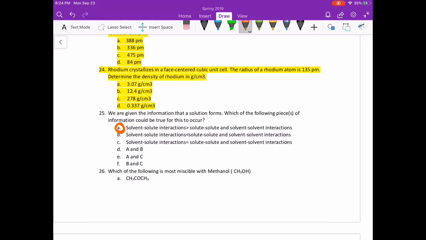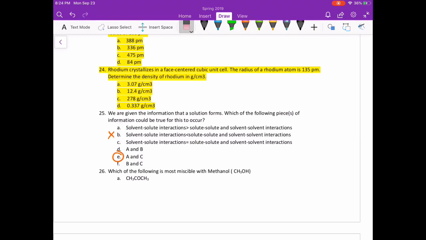Okay, if I look at solvent-solute interactions being less than solute-solute and solvent-solvent interactions, then why would they want to mix? Why would they want to form a solution if their interactions are weaker than their own like interactions with themselves? So they're going to remain separate. And then C, solvent-solute interactions equal solute-solute and solvent-solvent. So yeah, they're just naturally going to have a tendency to mix. So if it's greater than or equal to, that's when I know a solution could form. So for this, the answer is going to be E, which is A and C.